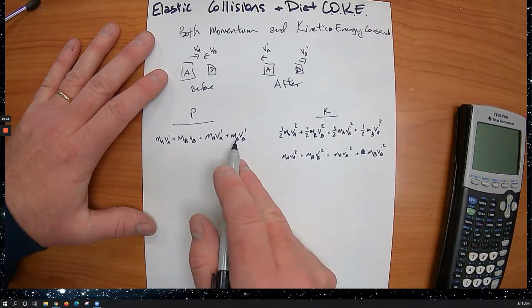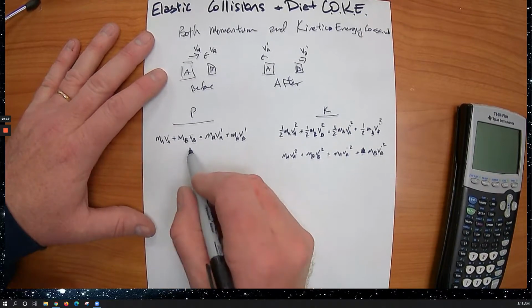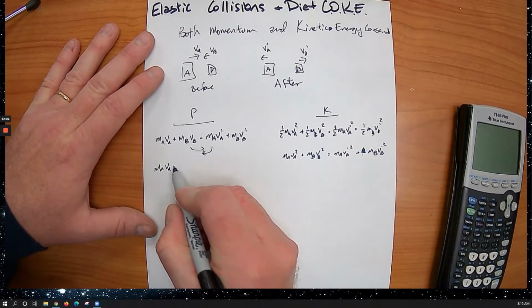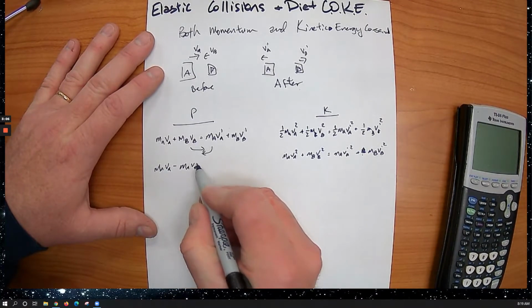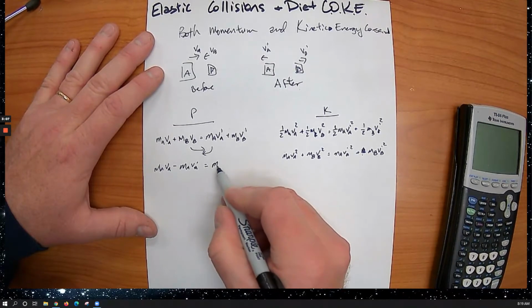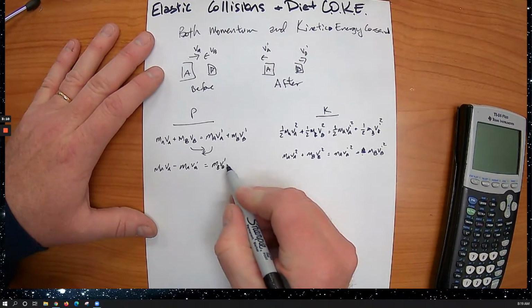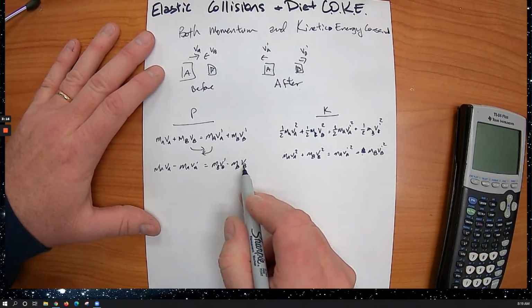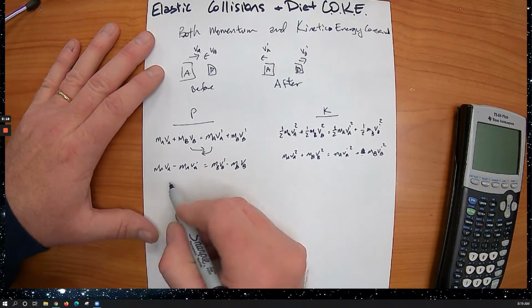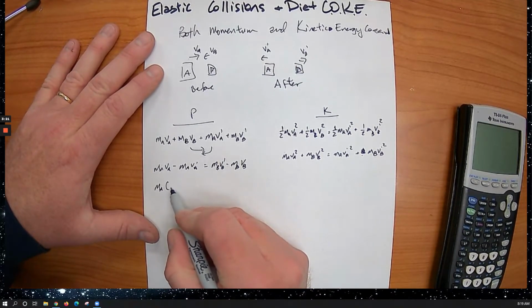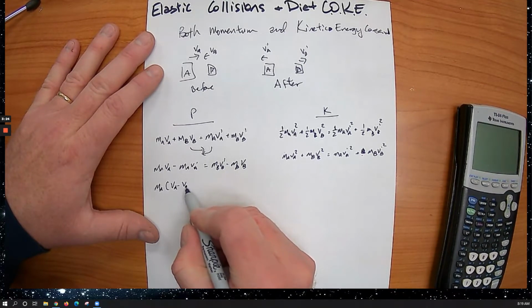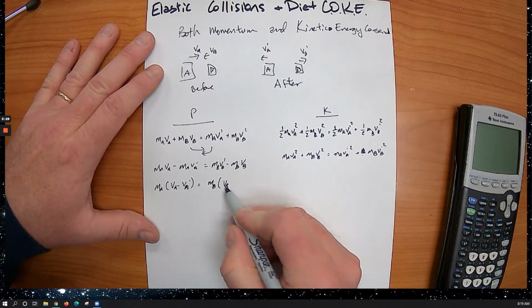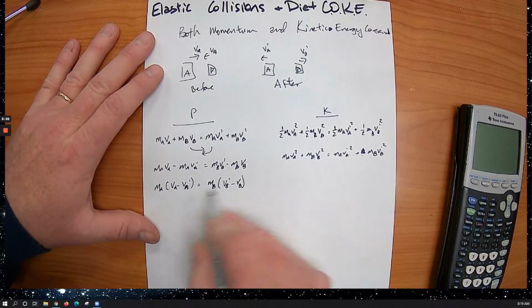Good. Now I'm going to do a bit of algebra here. I'm going to take this momentum equation and get all the A's on the same side and all the B's on the same side. So it's going to end up looking like this: MAVA minus MAVA final equals MBVB final minus MBVB. Then I'm going to factor out the M. That becomes MA quantity VA minus VA final equals MB quantity VB final minus VB, like so.